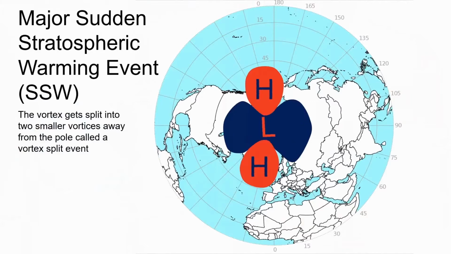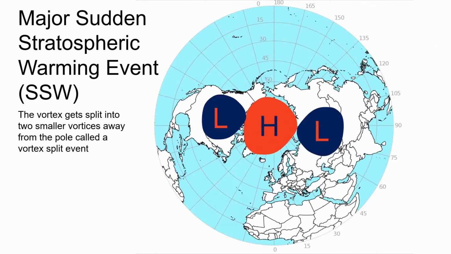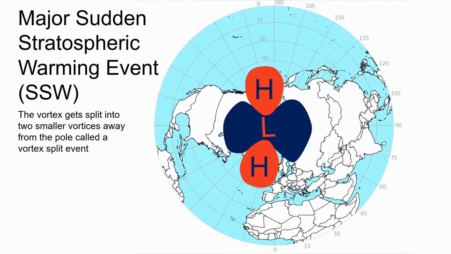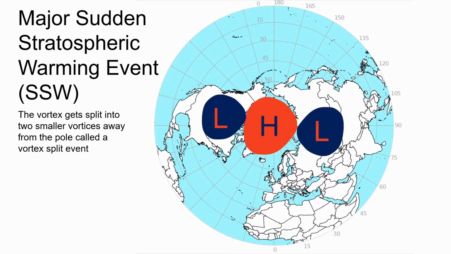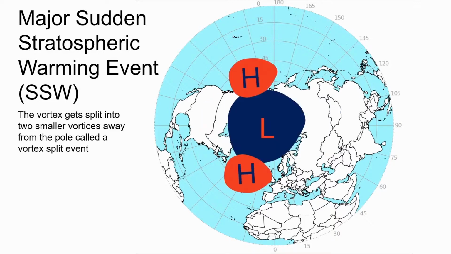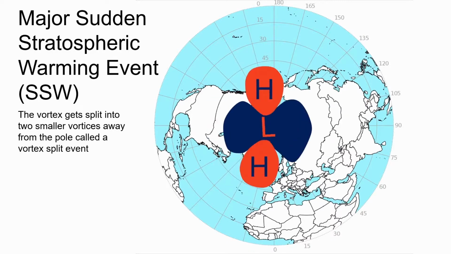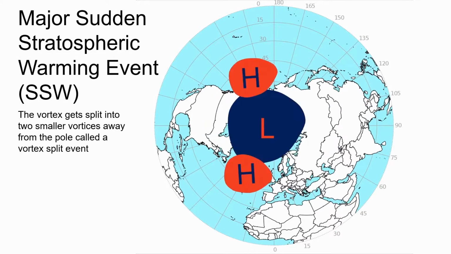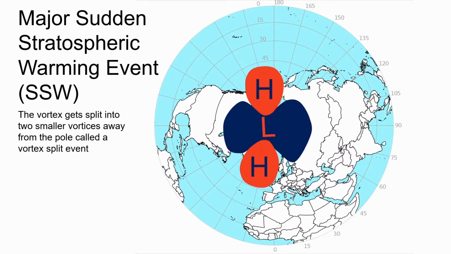An extreme vortex weakening event occurs when the winds in the stratospheric polar vortex switch from westerly to easterly. These extreme events are so rare and are such a rapid and intense event, they have a special name called a major sudden stratospheric warming event, or major SSW event for short. These events occur when large amounts of heat and momentum are pushed towards the pole from big waves in the atmosphere. There are two types of major SSW events.